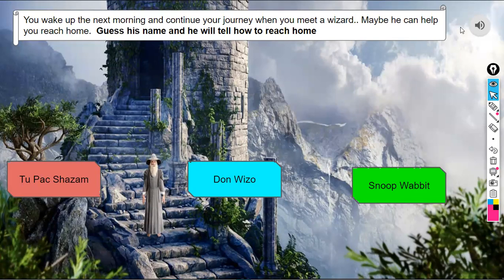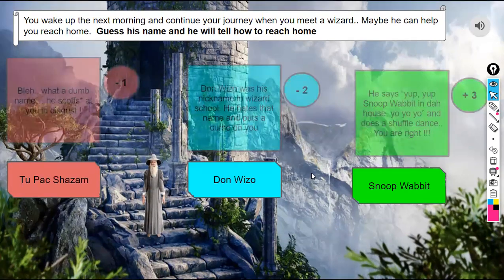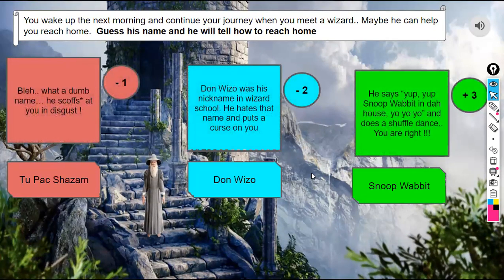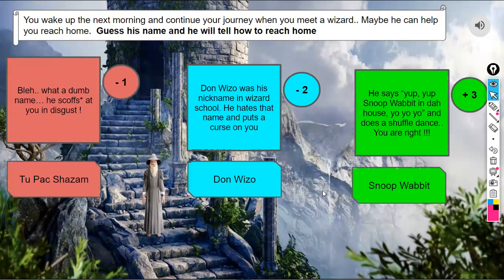All right, let's see what his correct name is. His correct name was Snoop Rabbit or Wabbit. For those who chose Tupac Shazam, -1. Those who chose Don Wizzle, -2. Yeah, he does look like a Snoop Wabbit. Look at that. So update your scores and let's move on, guys.